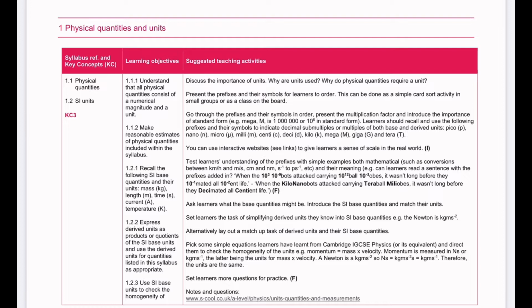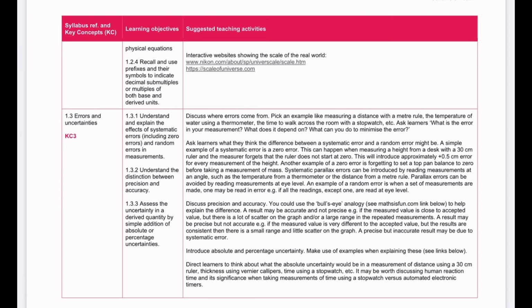1.2.2, express derived units as products or quotients of the SI base units and use the derived units for quantities listed in the syllabus as appropriate. 1.2.3, use SI base units to check the homogeneity of physical equations. 1.2.4, recall and use prefixes and their symbols to indicate decimal submultiples or multiples of both base and derived units.